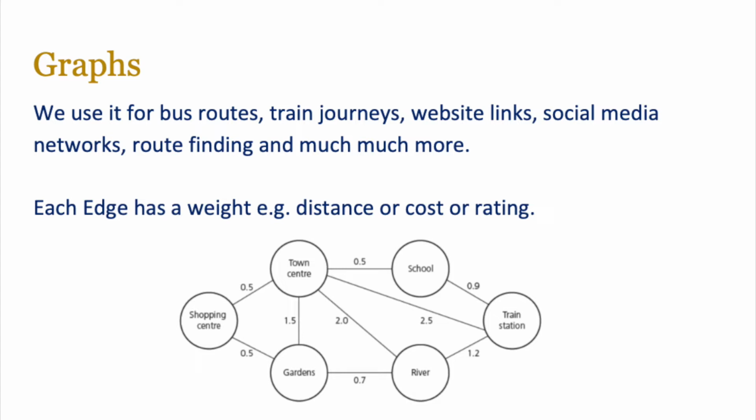Now, on screen, you can see an example of a graph, which is a bunch of locations in a town. And you'll notice that each edge has a weight, and this weight can be a distance or a cost or a rating. In our case, we could just simply say that this could be the distance, for example, half a kilometer between the town center and the shopping center, and so on.